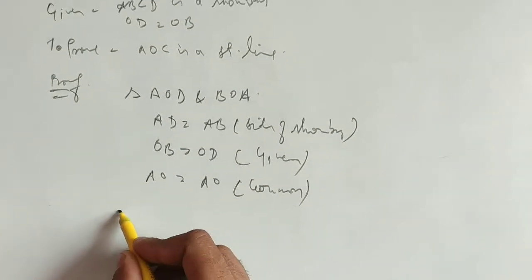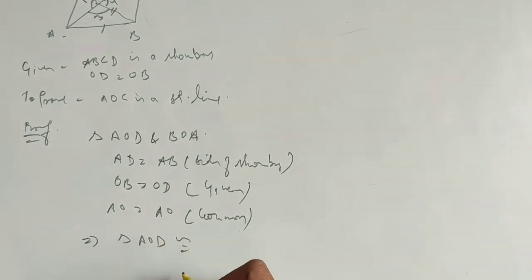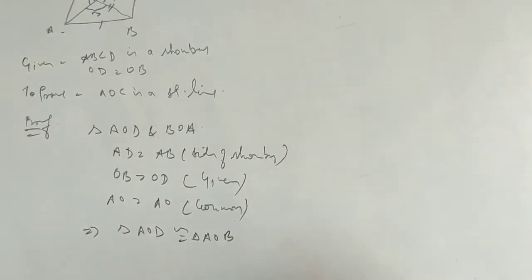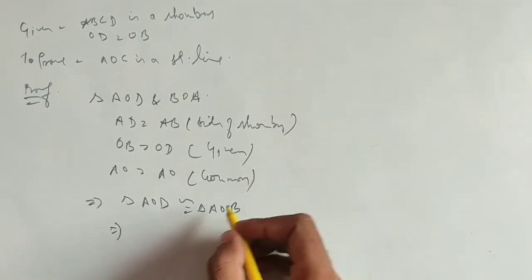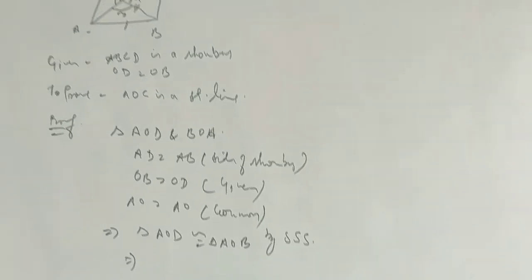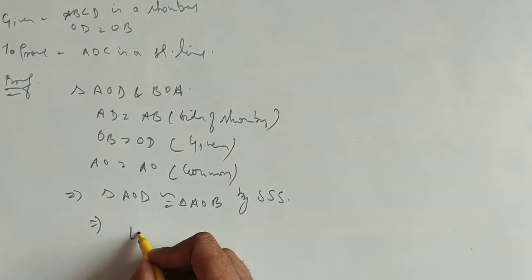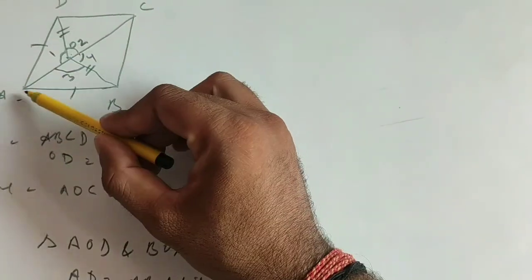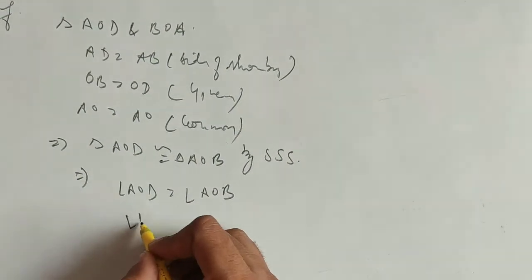So therefore we can see that triangle AOD and AOB are similar, so we can say by SSS, and so we can say that angle at O, that is angle AOD, is equal to angle AOB. Listen, AOD is equal to AOB, meaning angle 1 and angle 3 are the same. Angle 1 is equal to angle 3.